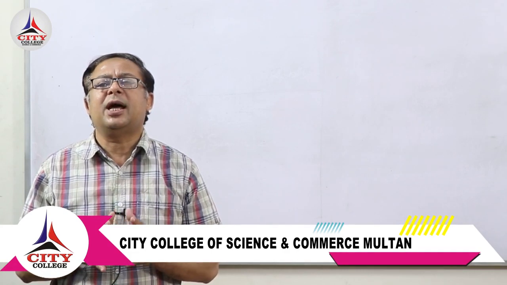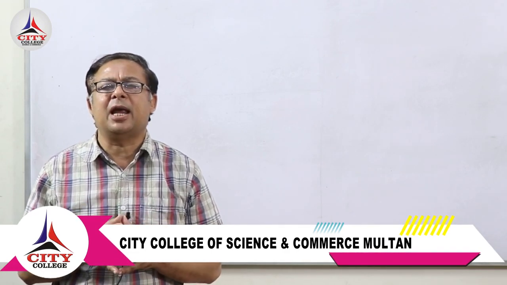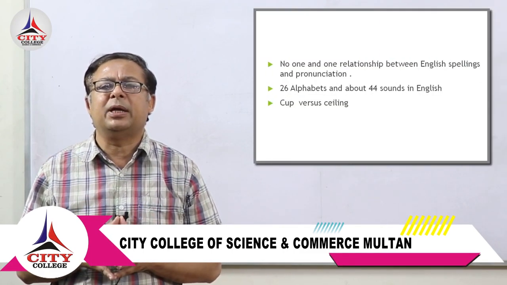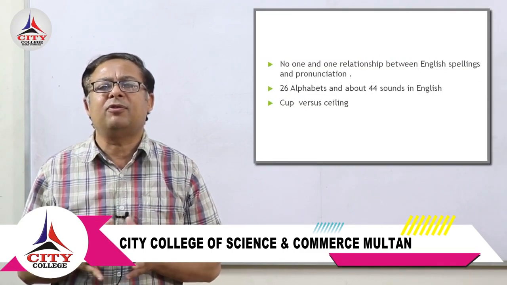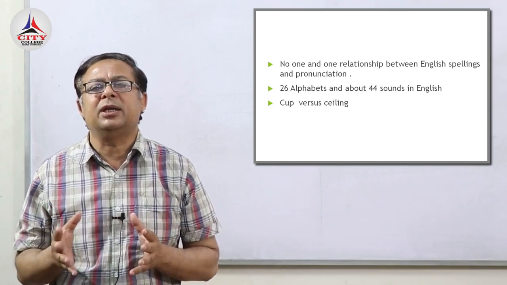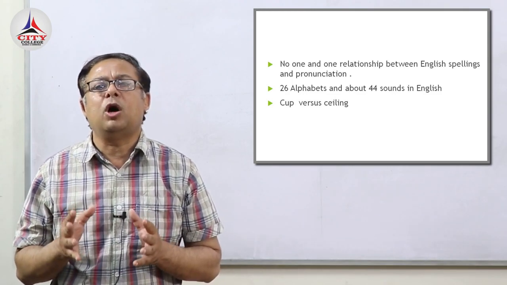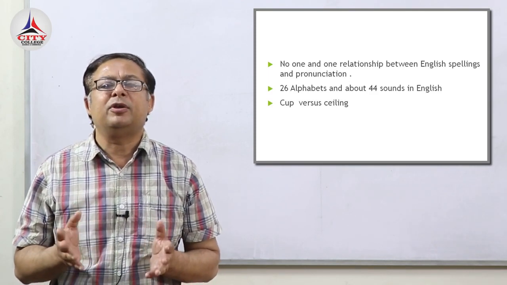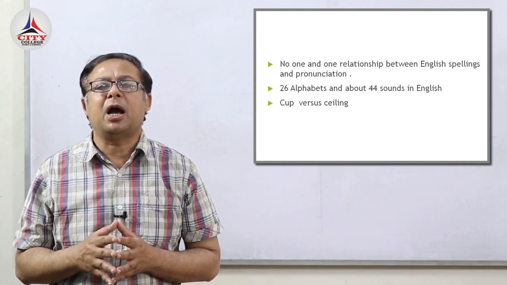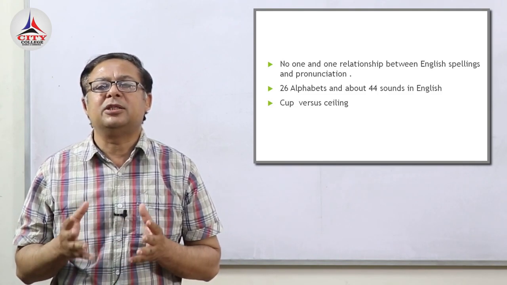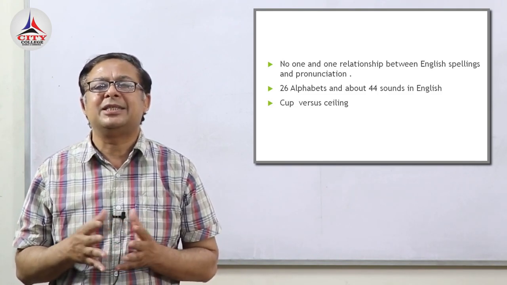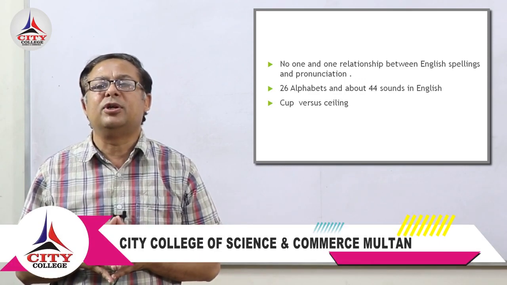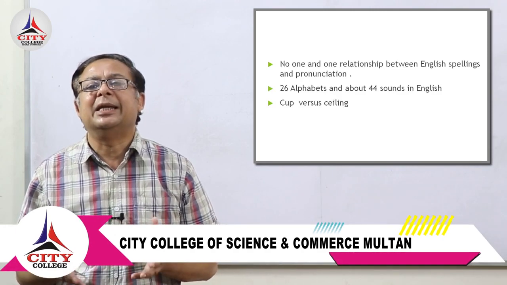There are certain things inherent in the English language which further complicate the issue, and one big problem is that there are 26 alphabets but 44 sounds in English. There is no one-to-one relationship between English spellings and pronunciation. We know the word C-U-P, cup, and there is a word C-E-I-L-I-N-G, ceiling. Why is the word pronounced as cup, and why is the word pronounced as ceiling, not keeling?